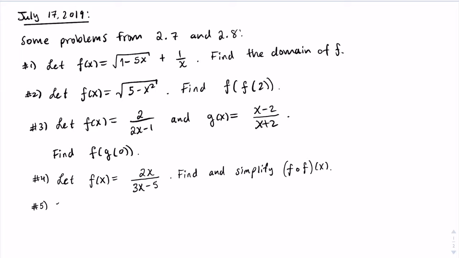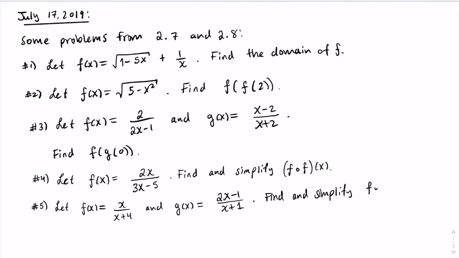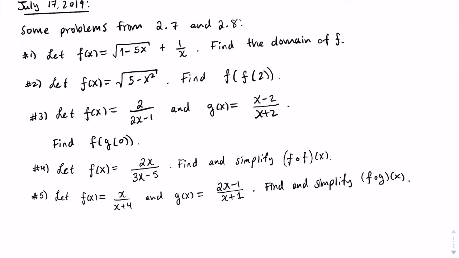Number 5, let f of x be equal to x over x plus 4 and g of x be equal to 2x minus 1 over x plus 1. I want you to find and simplify f of g of x, like that. Sometimes they just put f of g, right? They don't have to put of x. It has to be a function of x.